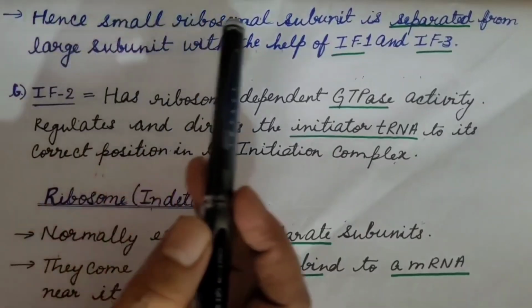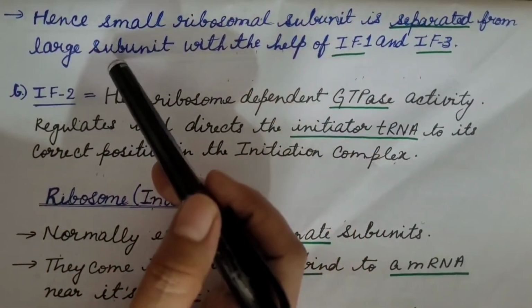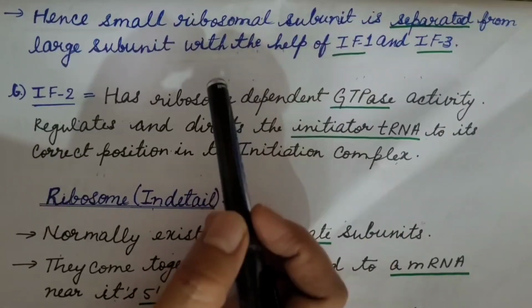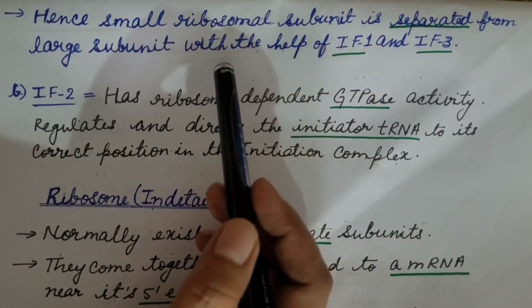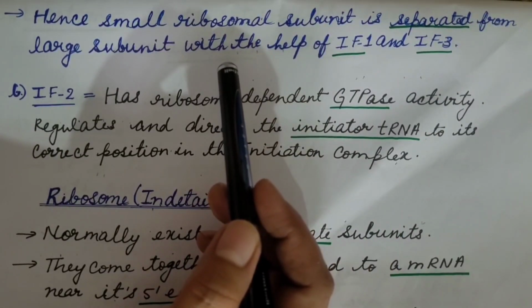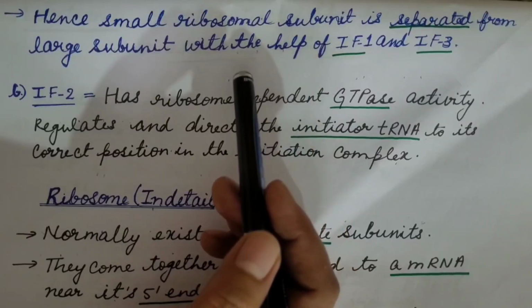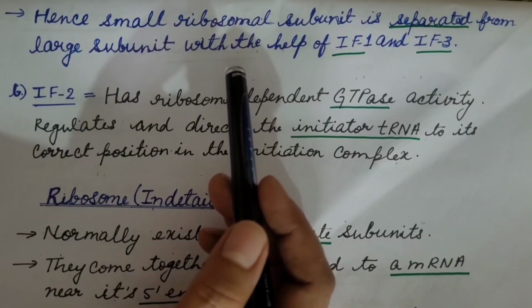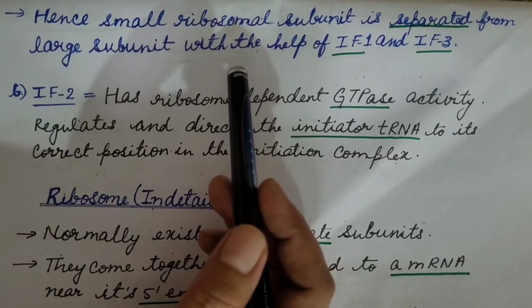Hence, the small ribosomal subunit is separated from the large subunit with the help of IF1 and IF3. Or in other words, its role is to stop the 30S subunit binding to the 50S subunit in the absence of messenger RNA and initiator transfer RNA. Otherwise, their association will result in a non-functional ribosome.